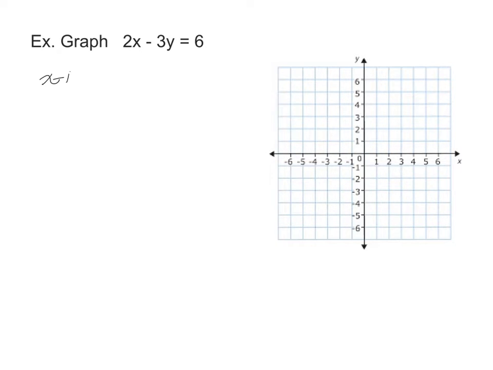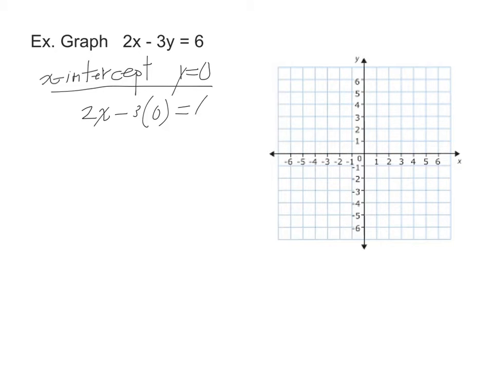So let me go ahead and do the x-intercept. If it's crossing the x-axis, y must equal 0. So I'm going to write the equation, substituting y equals 0 in. The only unknown is now the letter x. 3 times 0 is 0. So I find that the x-intercept must be 3. There's a point, 3, 0 on this grid.